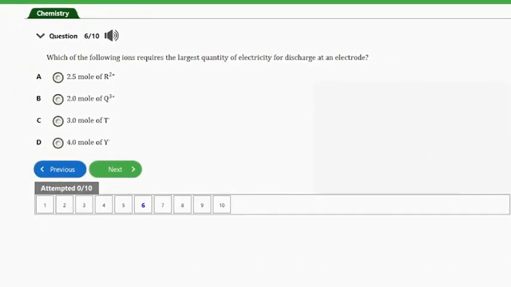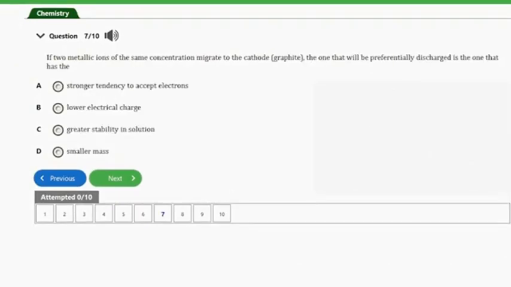So let's go ahead and wipe this off, and then let's consider the next question. So guys, that's question number 7 here. The question says, if two metallic ions of the same concentration migrate to the cathode, graphite, the one that will be preferentially discharged is the one that has A, stronger tendency to accept electron, B, lower electrical discharge, C, greater stability in solution, D, smaller mass. So guys, the answer to this question is option A here, and that's stronger tendency to accept electron.